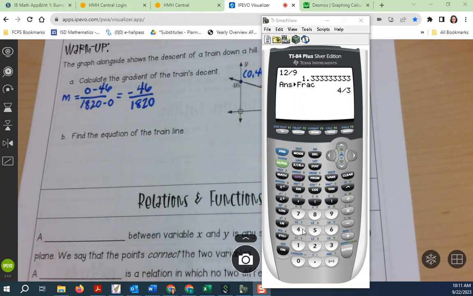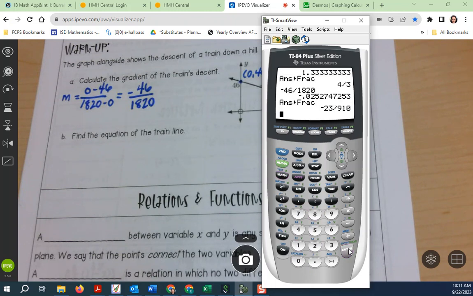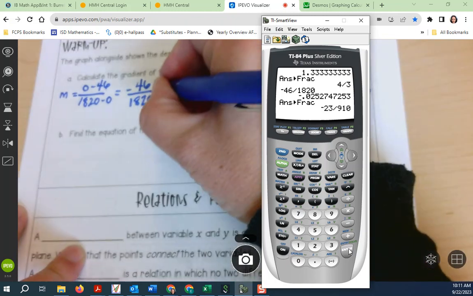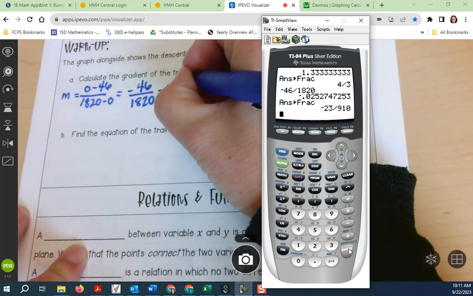Okay, so negative 46 divided by 1,820, and then math and fraction. So it didn't simplify that much. It really just divided the numerator and denominator by 2.